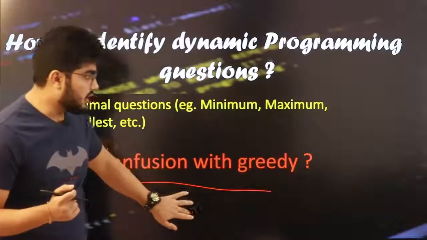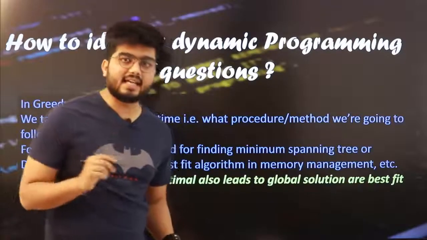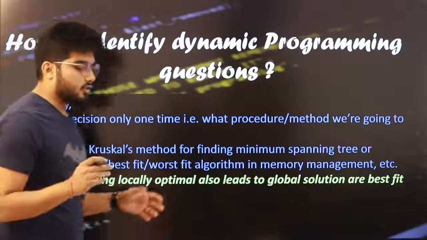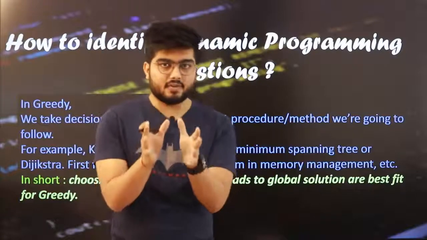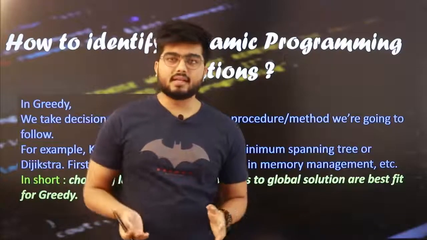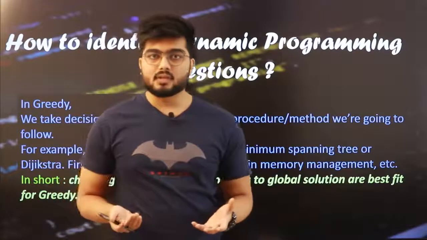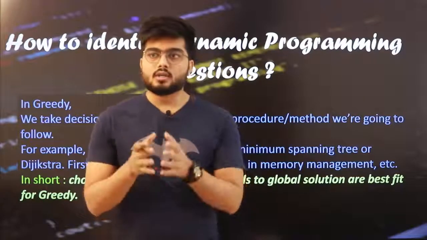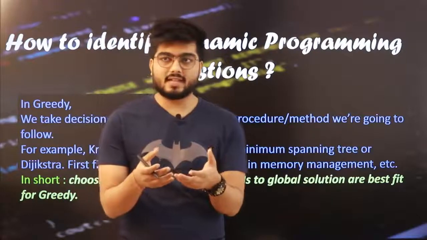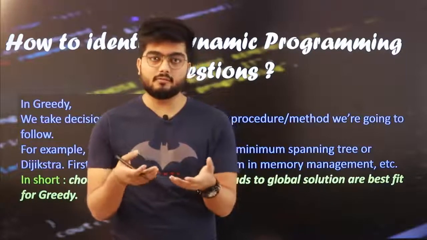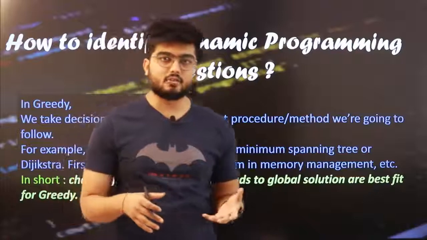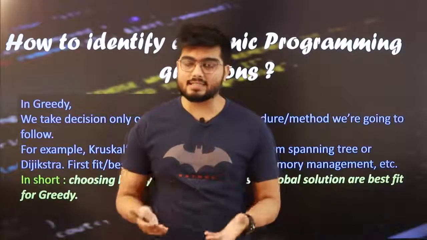Okay. So first, let's clear the difference between greedy and dynamic programming. In greedy, we take a decision only one time. What happens in greedy is that we make a procedure, a method, and we follow that. That's all. A very famous example is when we want to find a minimum spanning tree, using Kruskal or Prim's, whatever you want. A minimum spanning tree is just the tree which has the least total edge weight. If you are given a graph and you have to find the minimum spanning tree, then that will be a tree with the least weight.